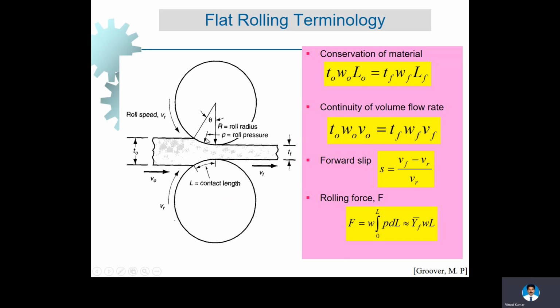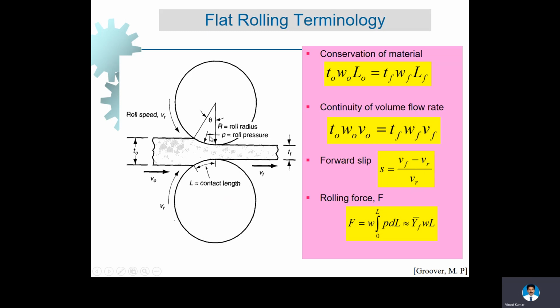Now slip. If the velocity of the material and the roller are the same, there is no slip. If they are different, there will be a slip. That means the roller will rotate without taking the material. That is called a slip. So slip is equal to the final velocity of the material minus the linear velocity of the roller, divided by the linear velocity of the roller.